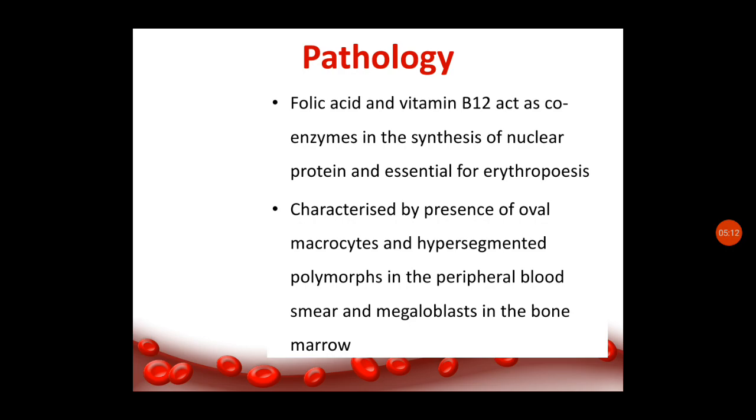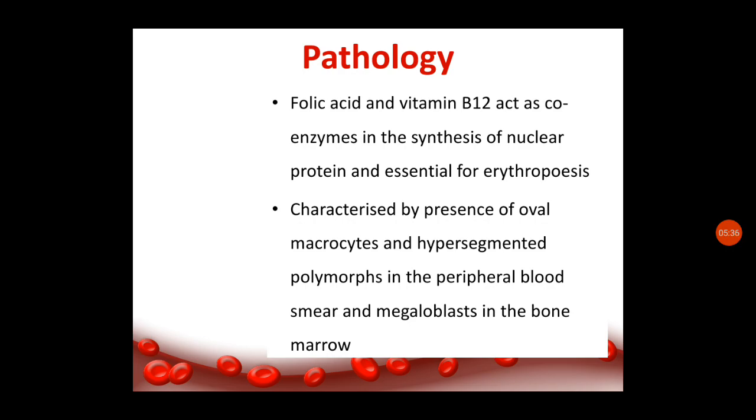Next, we can see the pathology. That means how these abnormal cells are formed along with the normal cells. That is, how the abnormal red cell precursors form and how they become larger in size compared to the normal cells. That is about the pathology.